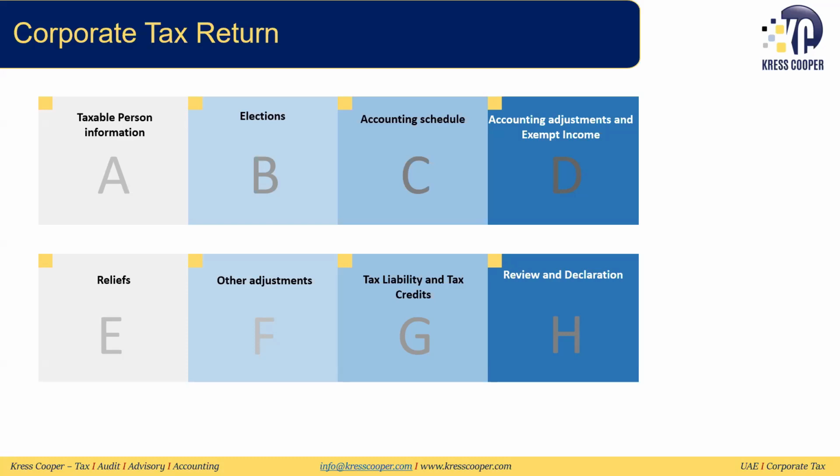Then other adjustments that are required in the corporate tax law to the accounting profits are made in F, and then we are calculating the tax liability, and also any tax credit is availed if it's applicable to the company. And then lastly, we review the return and we declare it. So today, like we discussed, we will be taking you from A to D for the overview and also in the guide itself. And then we will continue with E, F, G, H, and the various schedules that are there in the guide itself in our subsequent tax webinars.